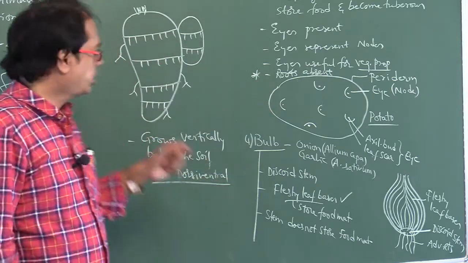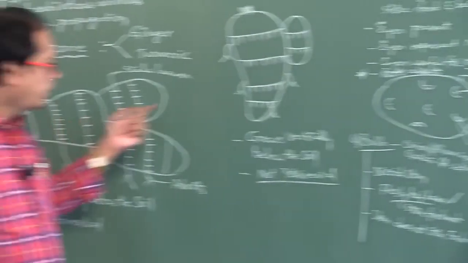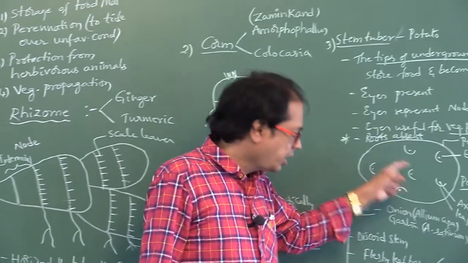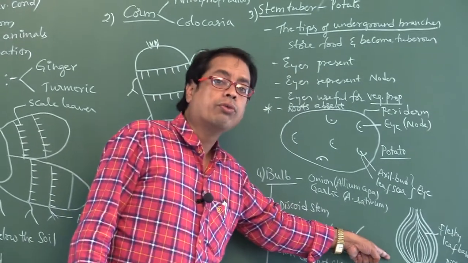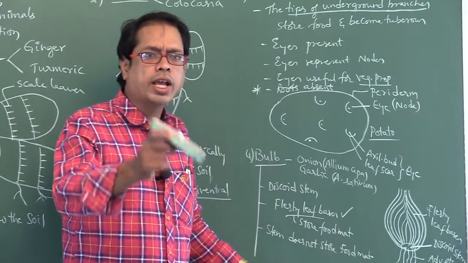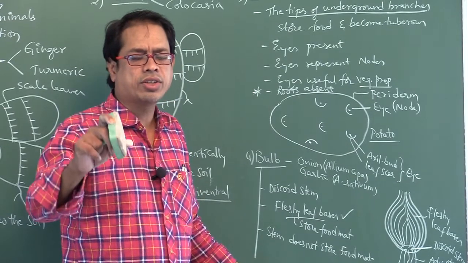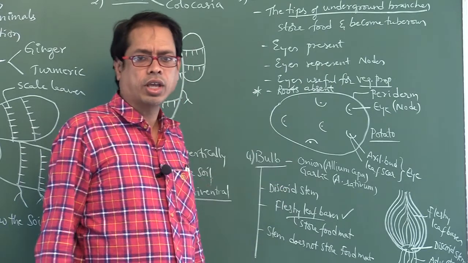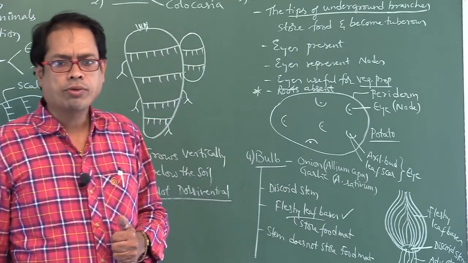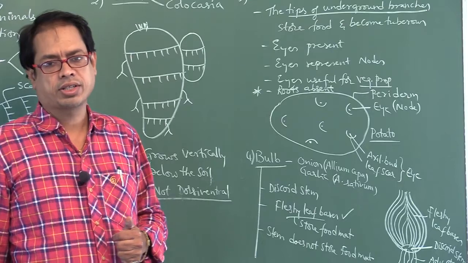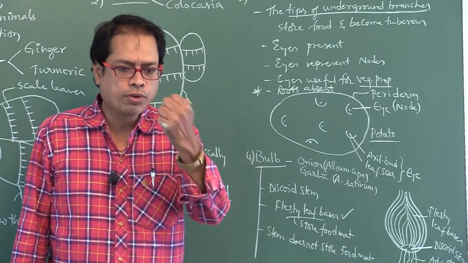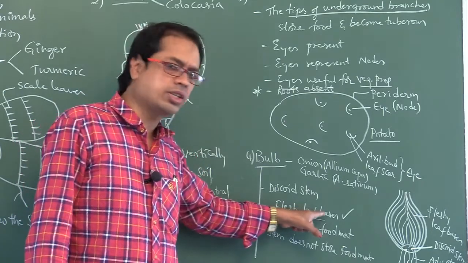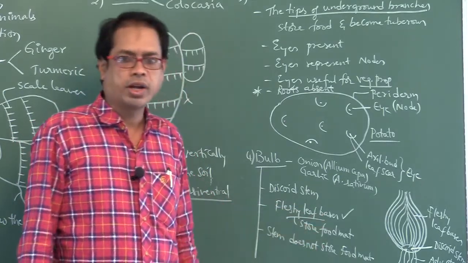Next one. Here the stem stores food material. Here the stem stores food material. Here the stem stores food material. Here the stem does not store food material. That means the only underground stem modification in which the stem does not store food materials is bulb. In bulb, the part that stores food materials is the leaf bases. The leaf bases store food materials and become fleshy. That's why they are called fleshy leaf bases.